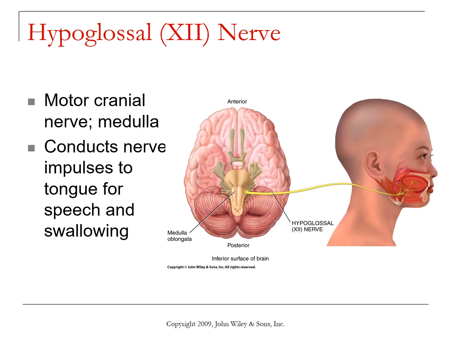And finally, the hypoglossal nerve, cranial nerve 12, which also is purely motor, originating from the medulla, sends nerve signals to the tongue for speech or articulation, as did the vagus, as well as to the mouth for swallowing. So purely motor, somatic motor for speech and swallowing. And that ends the cranial nerves.